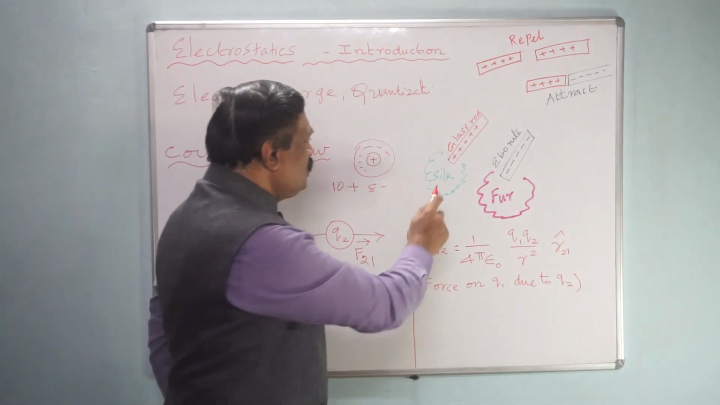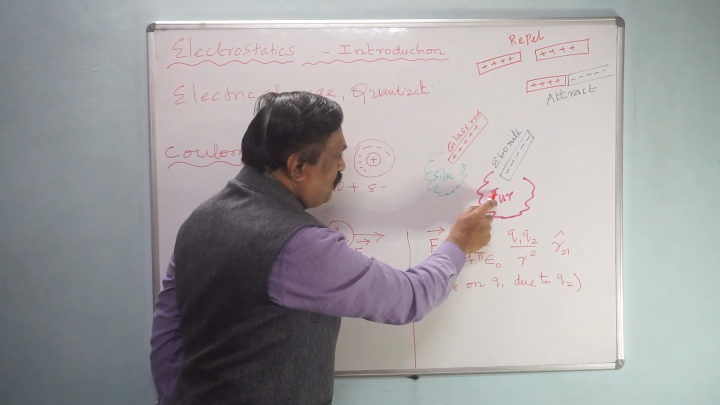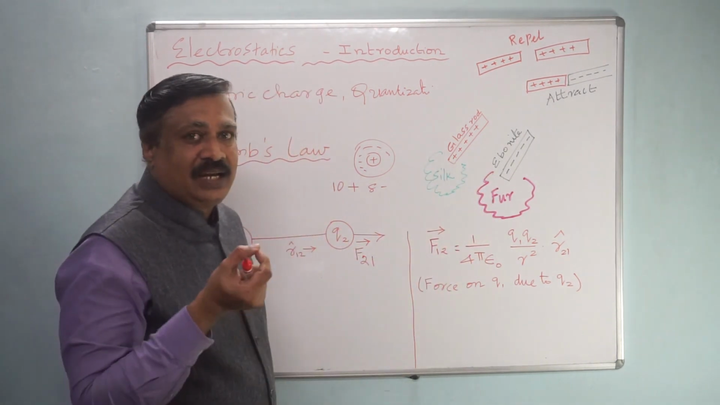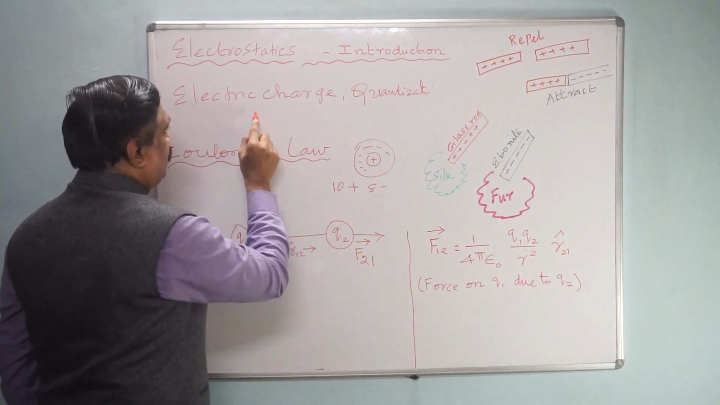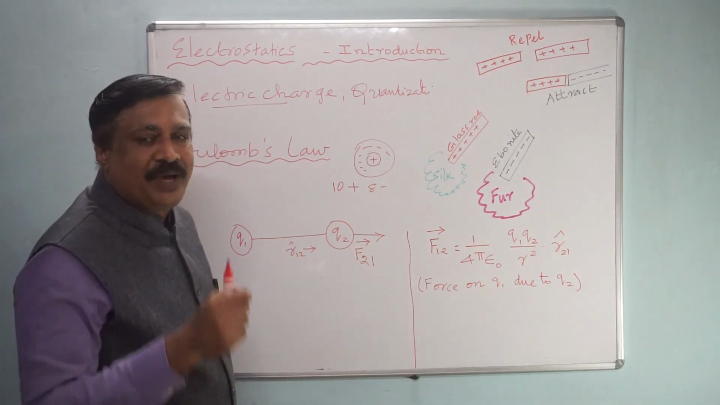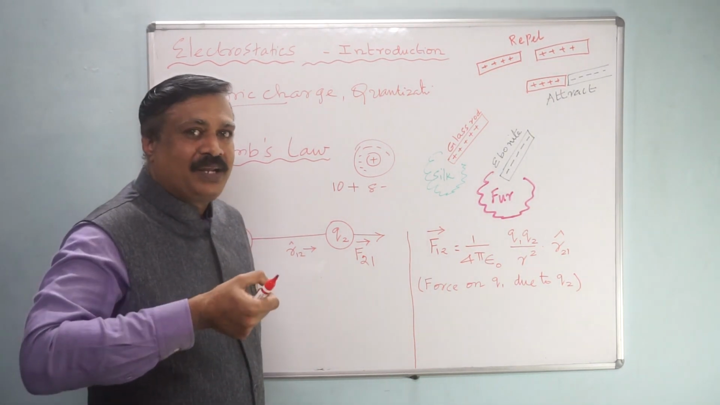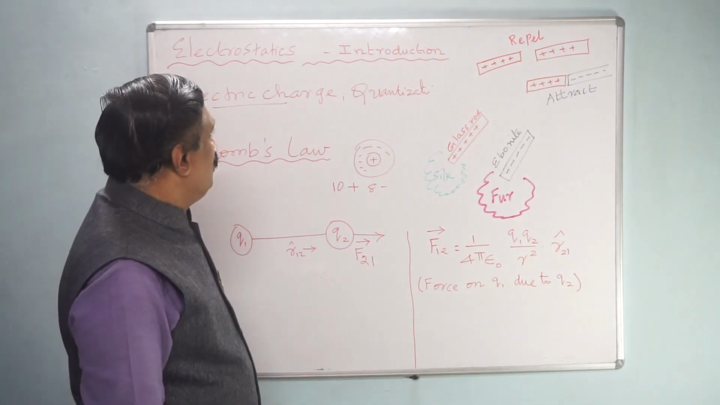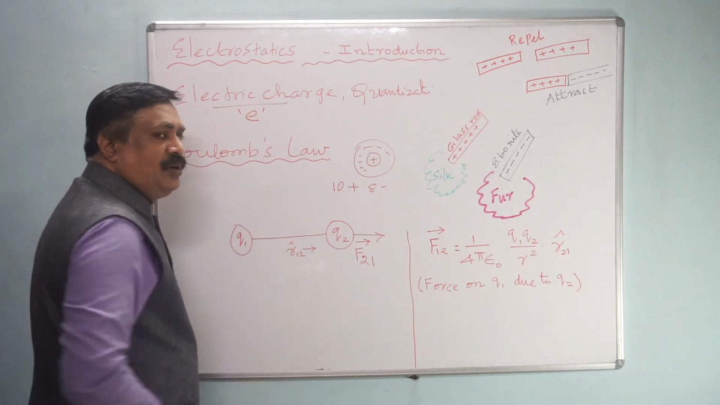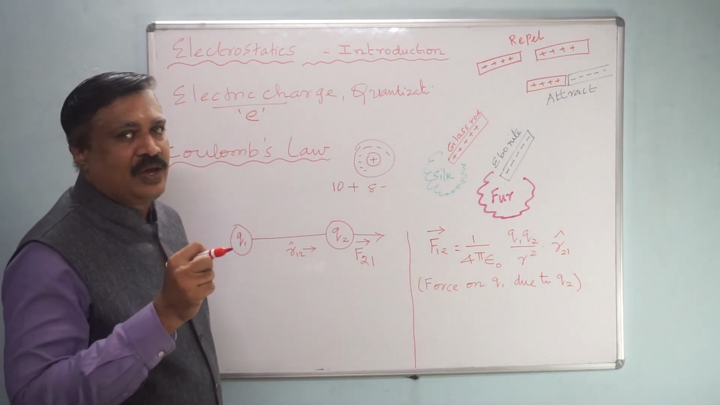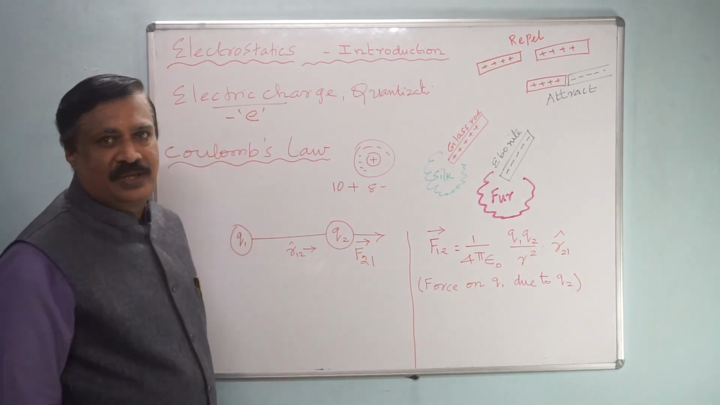Now, electrons have moved from here to here. That electron is the basic particle, and its property is called electric charge. We denote the electron by the letter e, and it is negative, therefore we can put a negative sign like this.